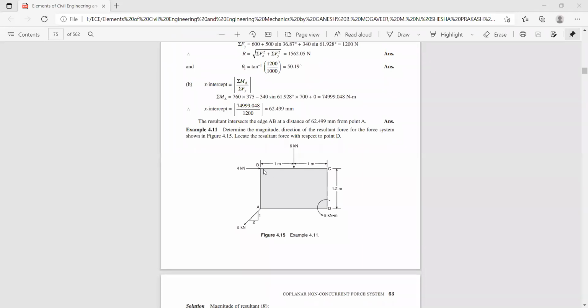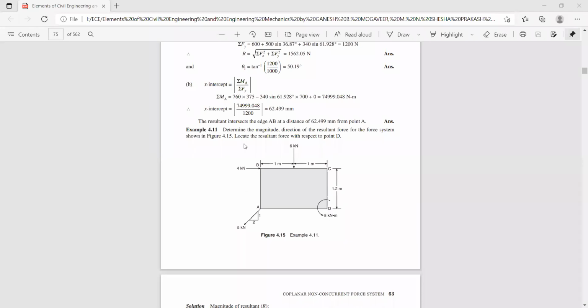Here you have a rectangular plate, and it is subjected to forces at point A, point B, point C, and at point D. You are required to find the magnitude, direction, and also the position of the resultant. Determine the magnitude and direction of the resultant for the force system shown in figure, and locate the resultant force with respect to point D. That means we need to find the magnitude, direction, and position of the resultant with respect to point D.